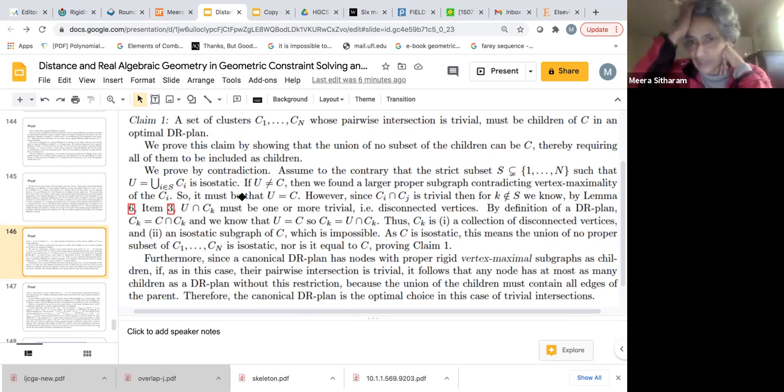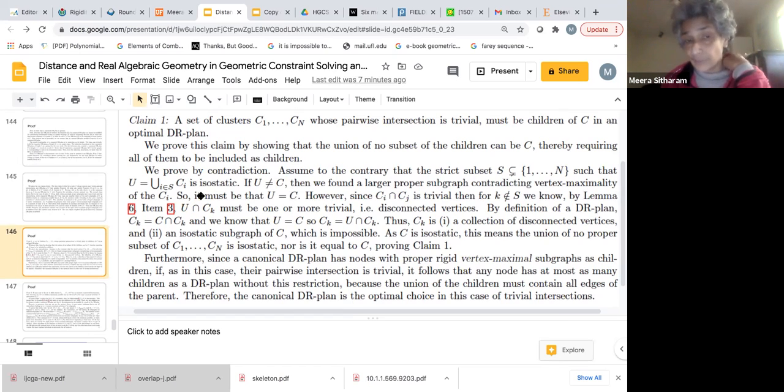So here we are assuming everything is vertex maximal. Without loss, we can assume that the only DR plans we're considering are the ones that have this rigid vertex maximality property. So if U is not equal to C, then we found a larger proper subgraph contradicting vertex maximality. So it must be that U equals C.